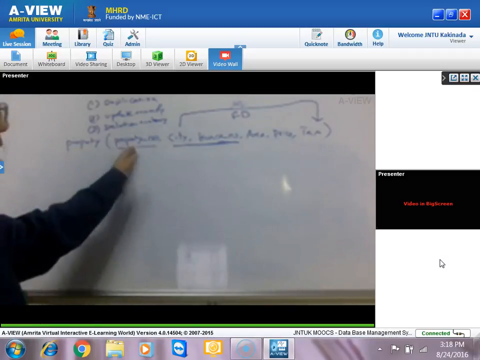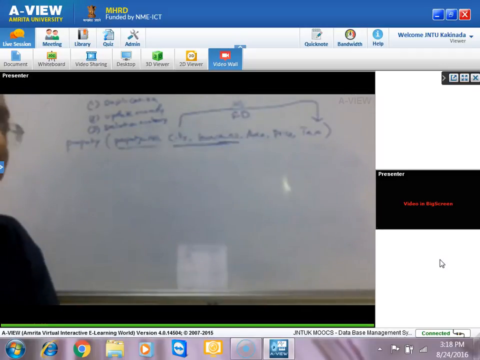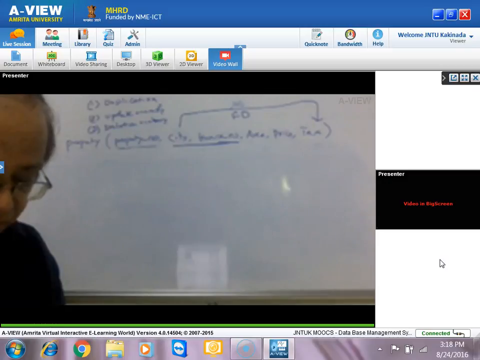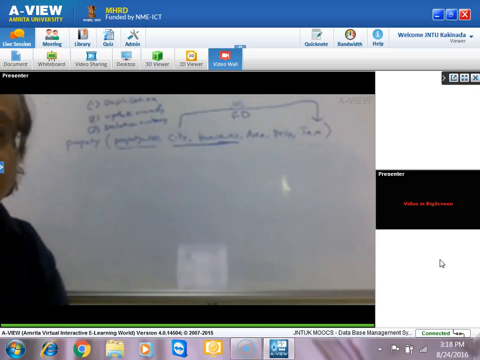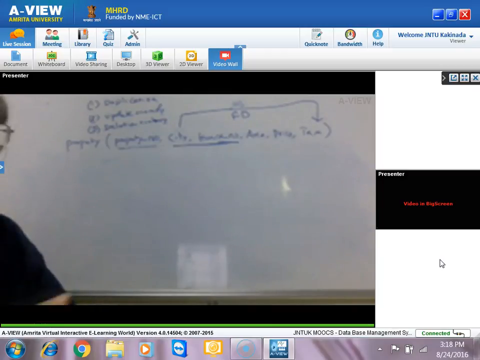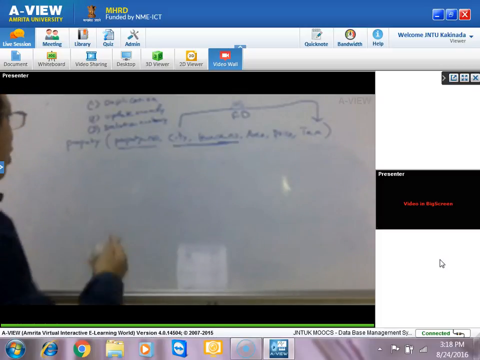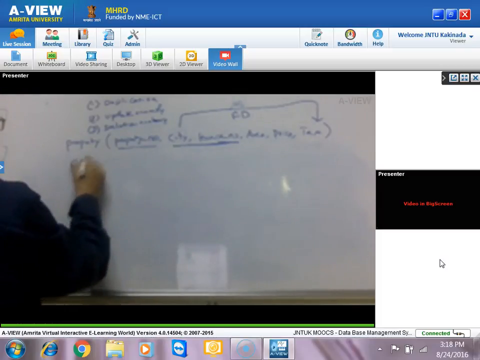Trivially, property and city will determine property, because the attribute on the right side is also on the left side. The right side is a subset of the left side, so it trivially functionally determines it. Now let us see which functional dependencies we have written.